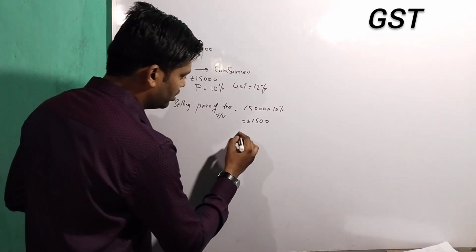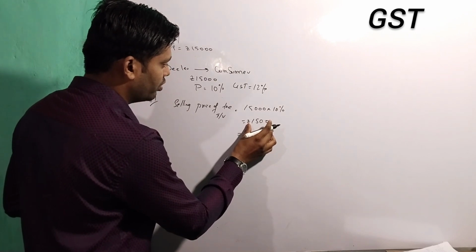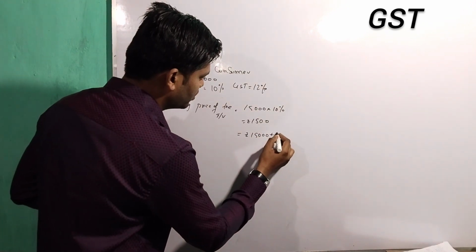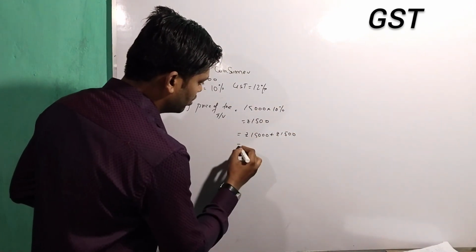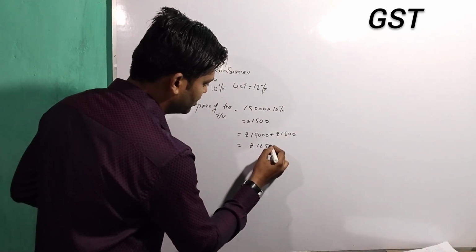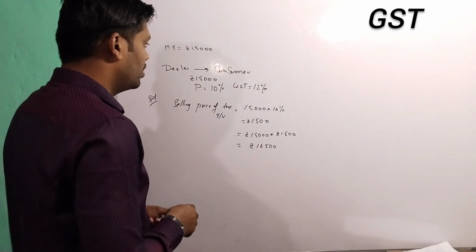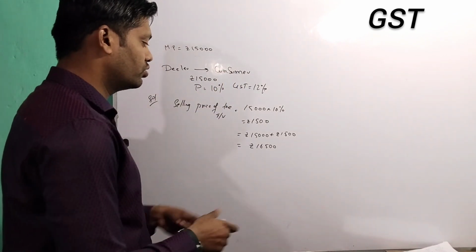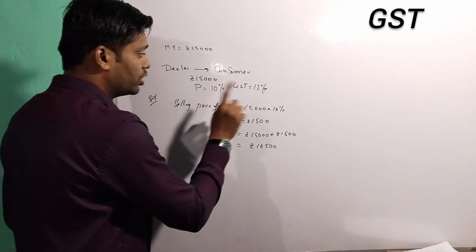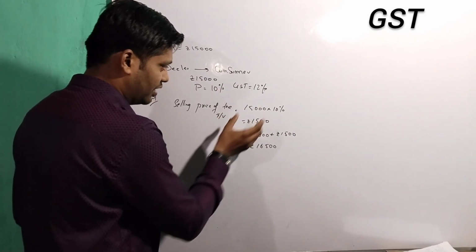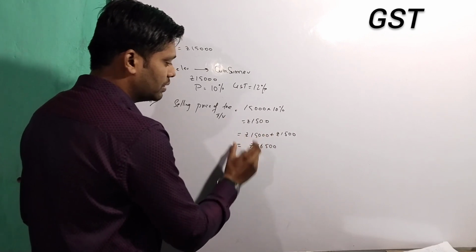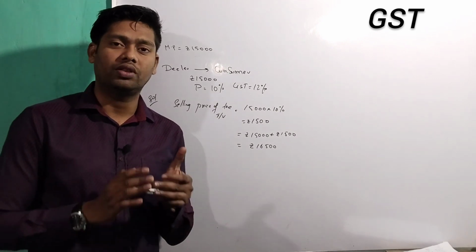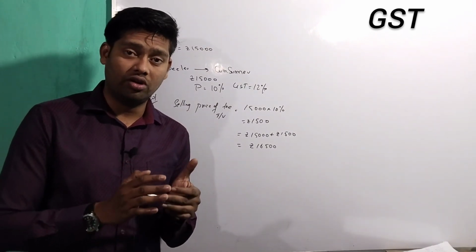Now selling price you have to take out. So this is the profit which he has obtained on 15,000. So selling price is 15,000 plus rupees 1,500. So total price is rupees 16,500, which is the price the consumer has to pay to the dealer to get the TV. So this is the selling price, but it does not include GST. It is just a selling price only, without any GST or any tax.